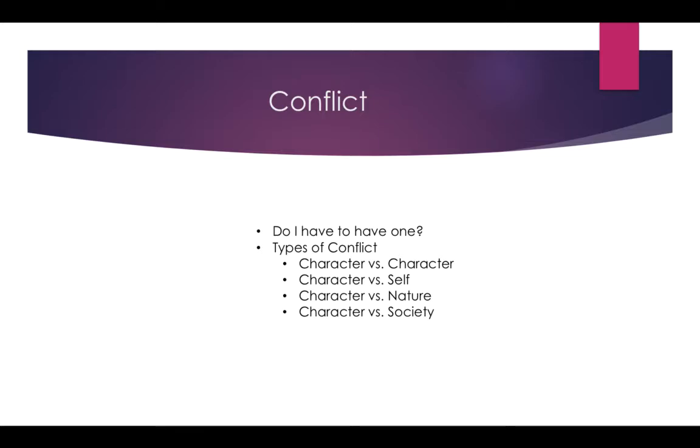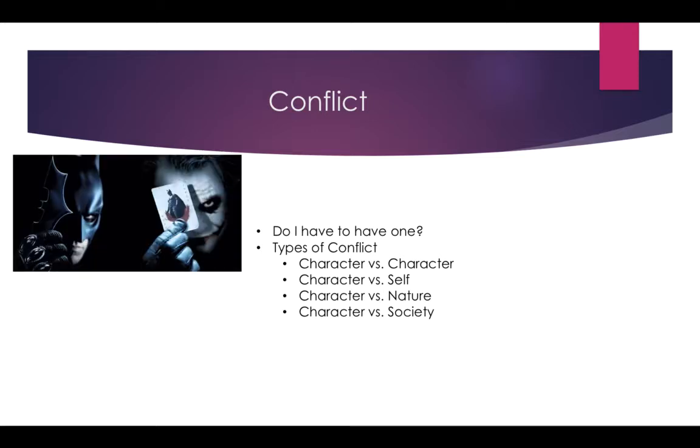So we can break conflicts down into 4 types. The first type is called character versus character. In this case, there is another person between our hero and the thing that he wants. I gave you the example here of Batman and Joker, but really any story where one character has to battle, overcome, or outsmart another character to achieve their goal is going to fall into this category.